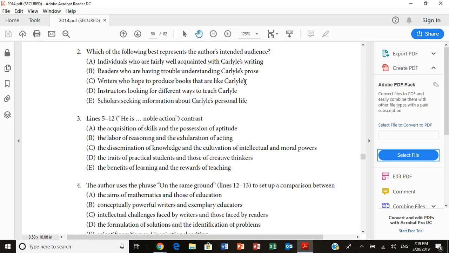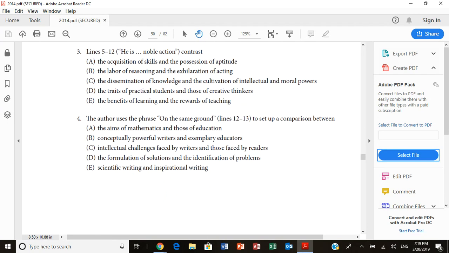Okay, moving right along. 3. In lines 5 through 12, and it goes all the way to line 12, just to quickly remind you of that, I'm not going to scroll back. He is the most effective educator who aims less at perfecting specific acquirements than at producing the mental condition which renders acquirements easy and leads to their useful application. And it goes on, okay?